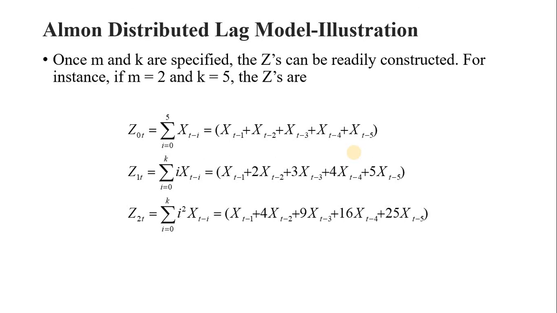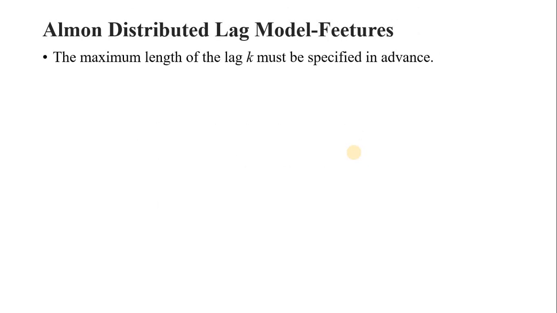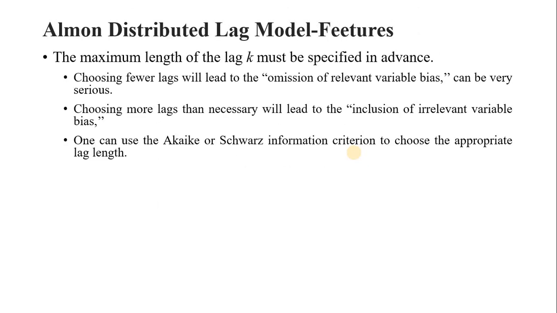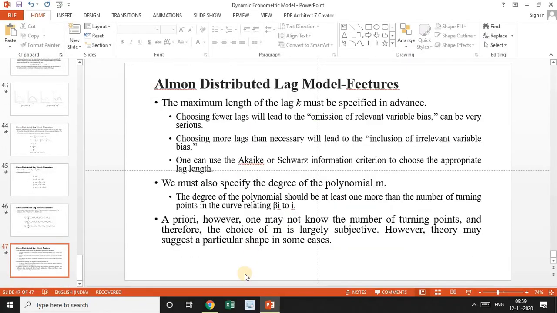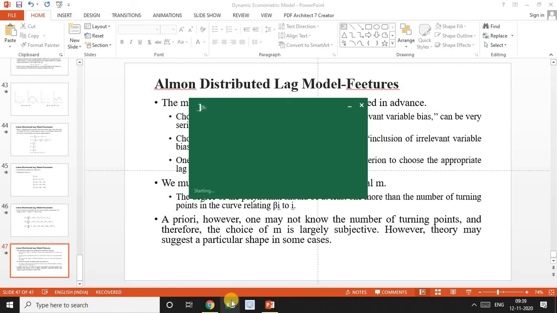Okay, then you don't need to worry about how we can construct z0, z1 and z2. It's not an issue. If you can specify m and k in advance, then you can construct z0, z1 and z2. Okay, but it has many problems. The most important problem is the lag: how we can specify the lag length and how we can specify the degree of polynomial. Okay, now let us discuss how we can handle these problems using some real example. Okay, we will examine that.